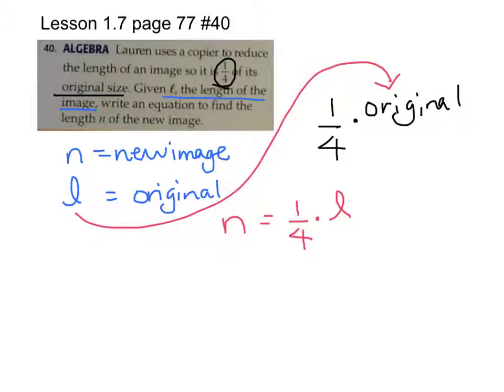There's a few different ways you can write this. You can write it as 1/4 times L. You can write it as N equals L over 4, because L times 1 equals L. Or you could even write this as N equals L divided by 4. All of those answers would work for an equation for this.